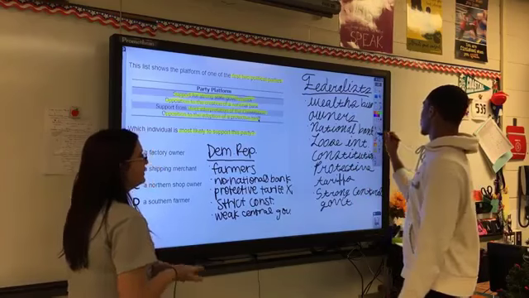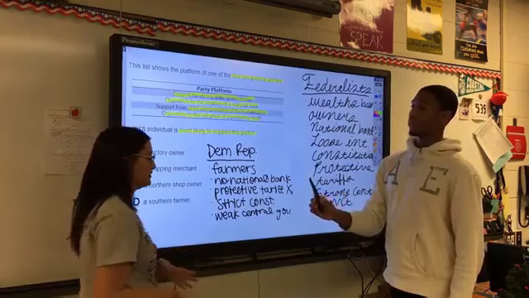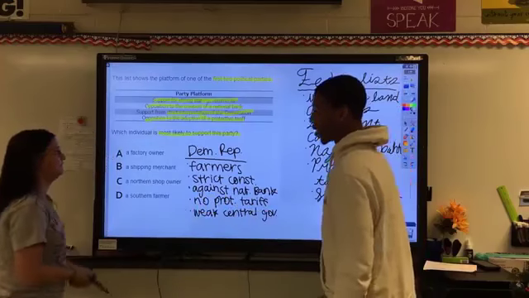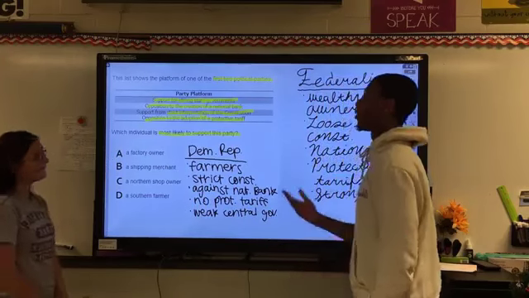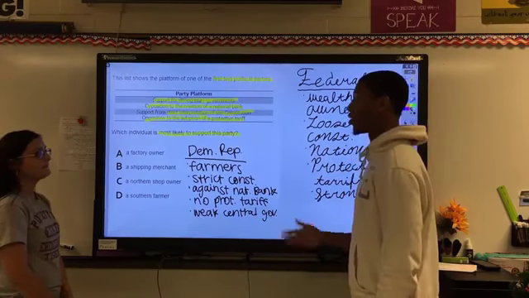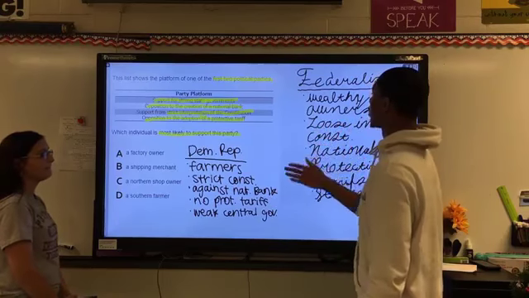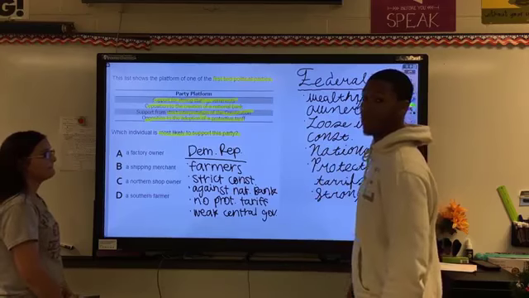Now that we have looked at the chart, it is time for us to look at our answer choices and rule out which ones do not pertain to the question. Okay, so answer choice A says a factory owner. Being that as a factory owner, he or she is the owner of a business, meaning that they are wealthy owners. So we can agree that this person is a Federalist.